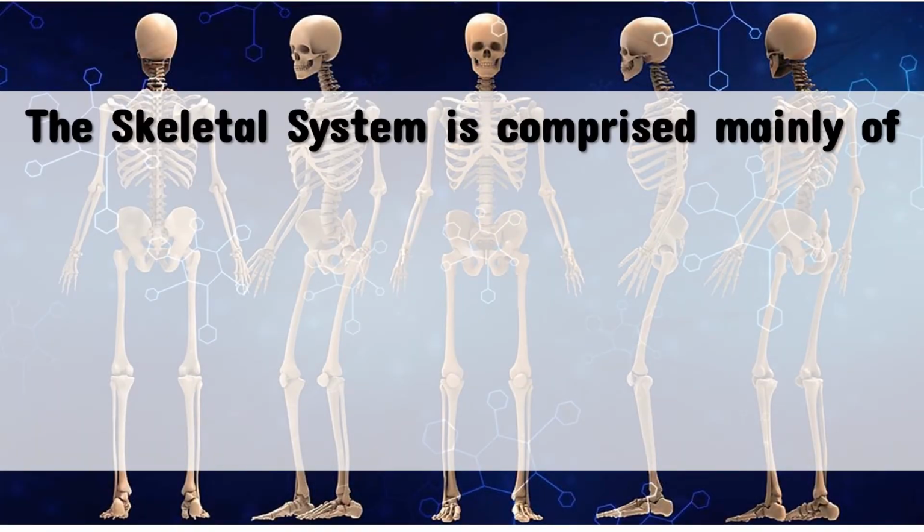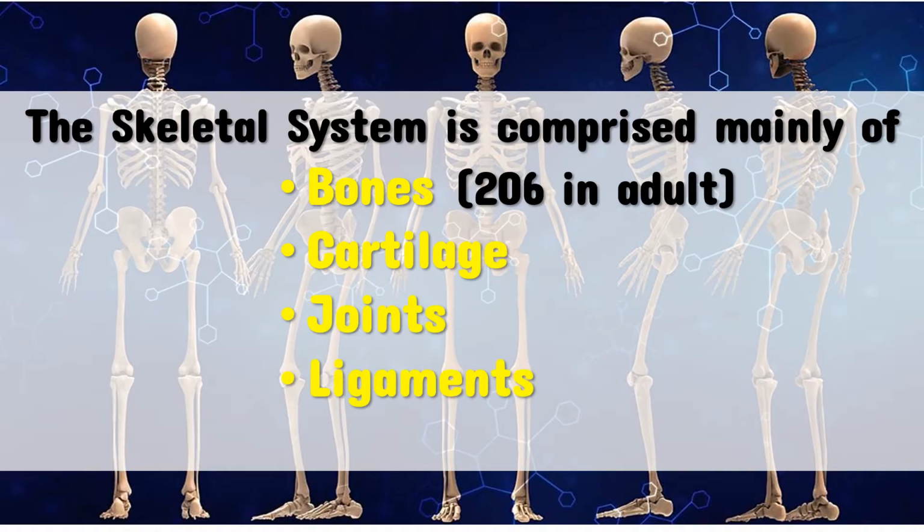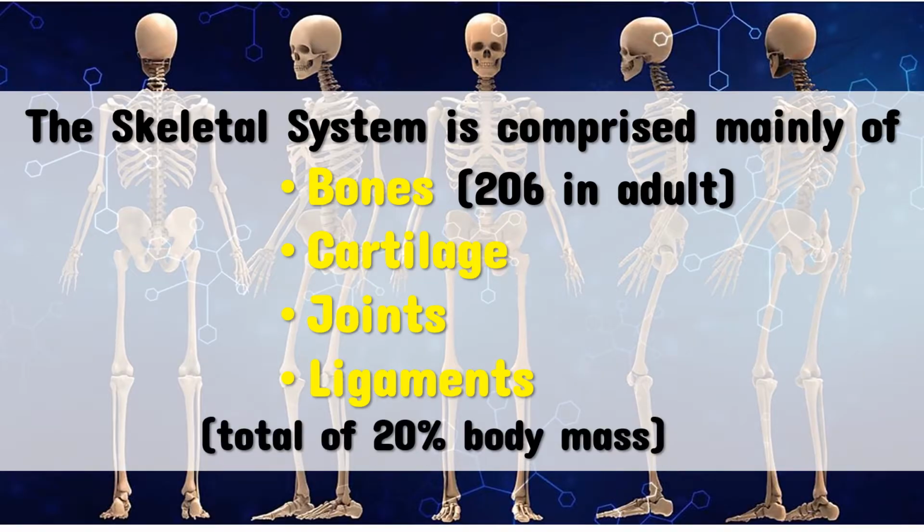The skeletal system is comprised mainly of bones, around 206 of them in an adult to be specific, but there is also a good amount of cartilage, joints, and ligaments, which altogether make up around 20% of a person's body mass.